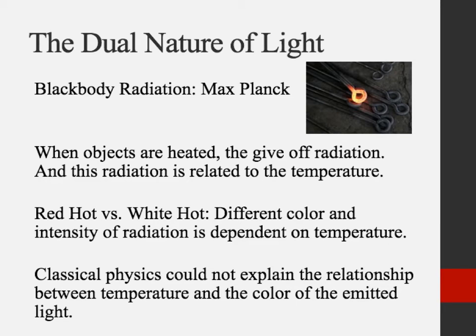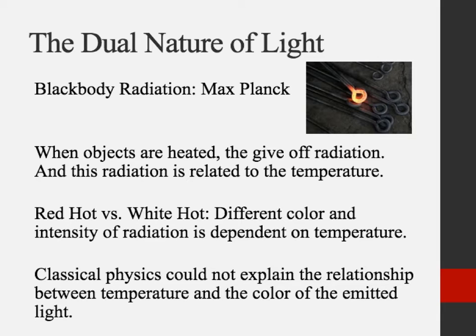So along came Max Planck, who worked with blackbody radiation, and he found out when objects are heated, they give off radiation. And this radiation is related to temperature. So this creates a difference between red hot versus white hot. And the different color and intensity of radiation is dependent on the temperature. So classical physics could not explain this relationship between temperature and the color of the emitted light.